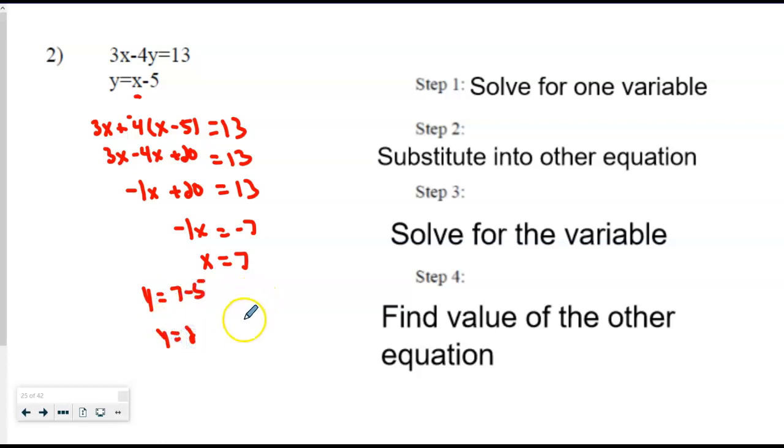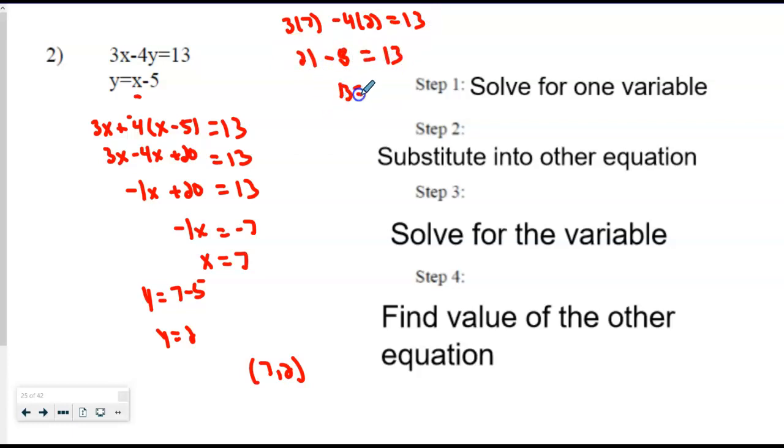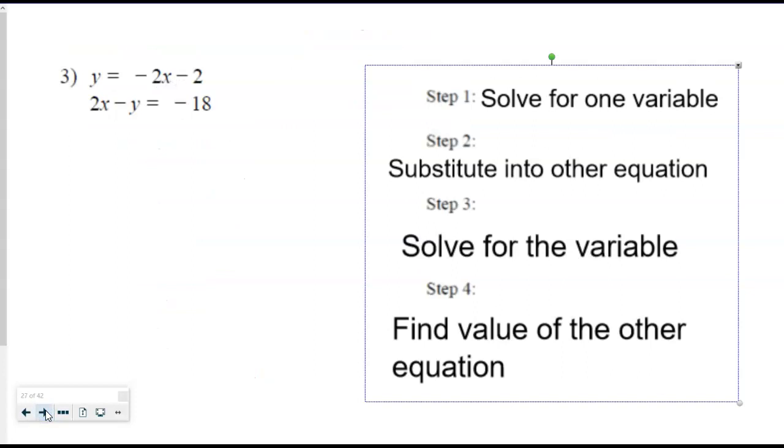So it looks like it's 7, 2. So if I do 3 times 7 minus 4 times 2, it should be 13. So I got 21 minus 8. Yep, 13 equals 13. Okay. So I'm going to ask you guys to try that one for me.